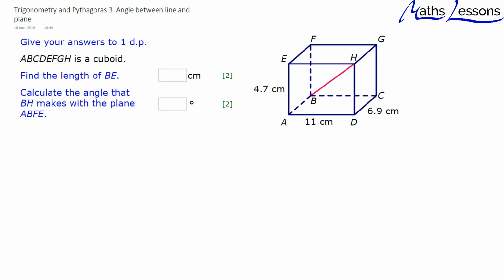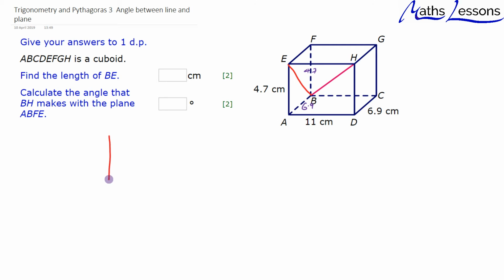Okay, so what do we have here? We have to find the length of BE here. Now what we can realise, because it's a cuboid, this length is the same as this length and this length and this length. They're all 6.9. So that there is 6.9. And this one's also going to be 4.7. And we want to find the length here of B to E.